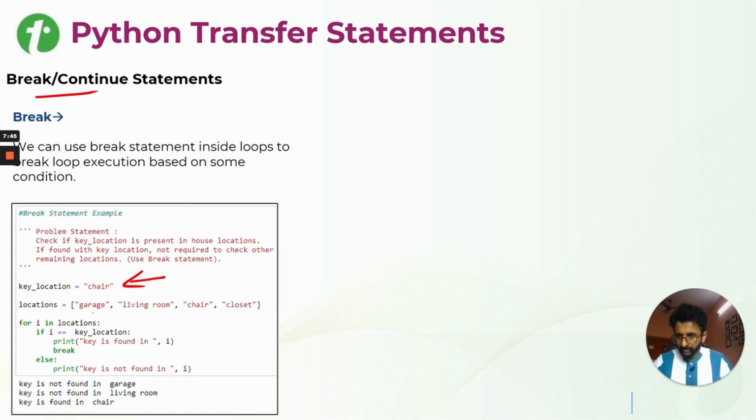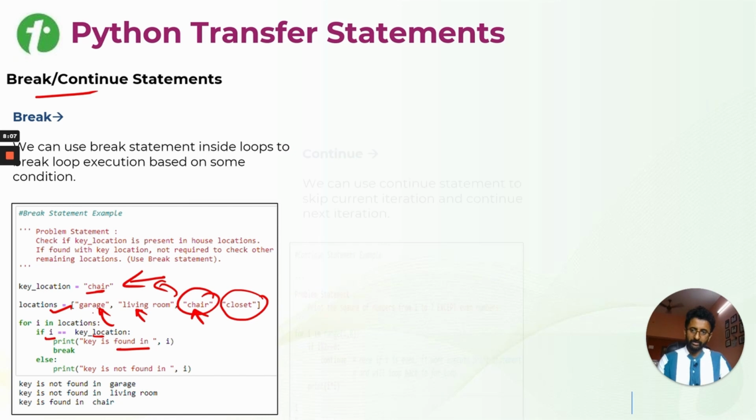So for example, whenever i equals key location. What is key location? Chair. And what is i? First time it will be garage, second time it will be living room, third time it will be chair. So the third time when chair is matched with chair, it will say the key is found in that particular location. And it will not go on to check the closet, because we already got an output, we are breaking the flow. So that is the break statement.